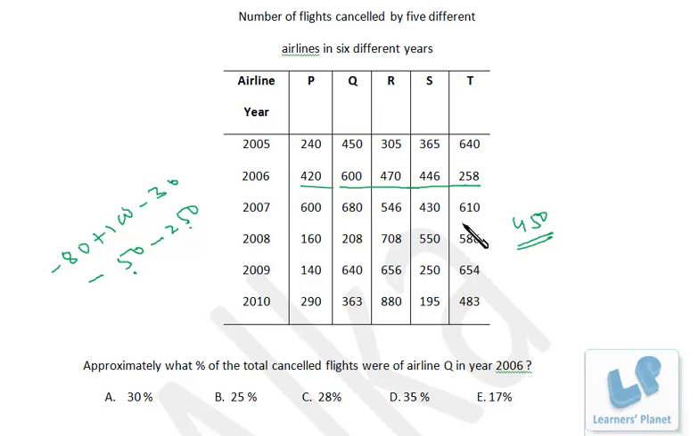Okay, now there are 5 data, so 450 must be 20%. Now the difference of 600 from 450 is 150, so that's 30%. That is 1/3, 33.33%. So the contribution of Q will be 20 plus 1/3 of 20, that is 6.66, that is around 26.66, that is around 27 point something. So here it's 28%.